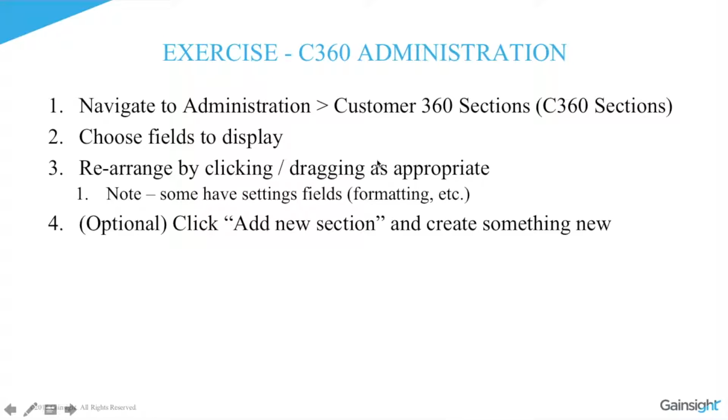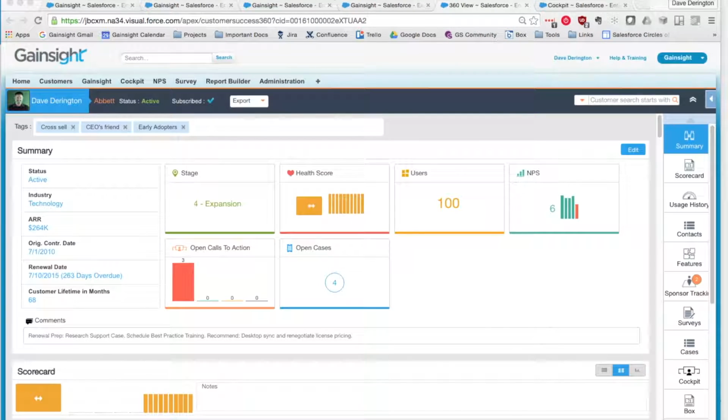So now let's do an exercise. What we'd like to do is choose some fields to display and rearrange by clicking or dragging appropriately. So you may have some setting fields, some formatting that we want to do, and follow along with this exercise. Within your environment, if you have a demo org, this is very safe. If you don't, you may want to be very cautious because this will change and affect what your users will see. So let's go ahead and make some changes.